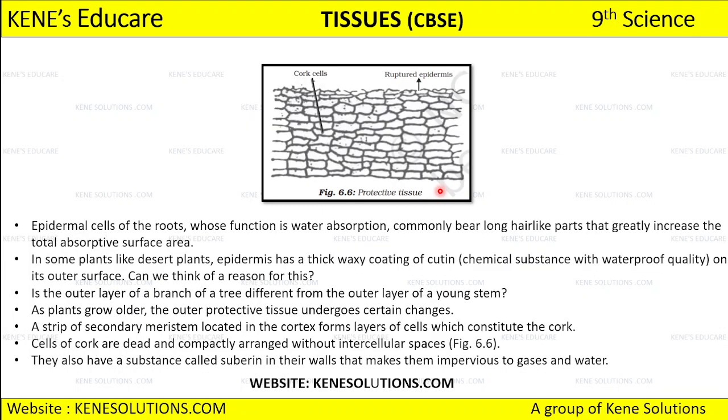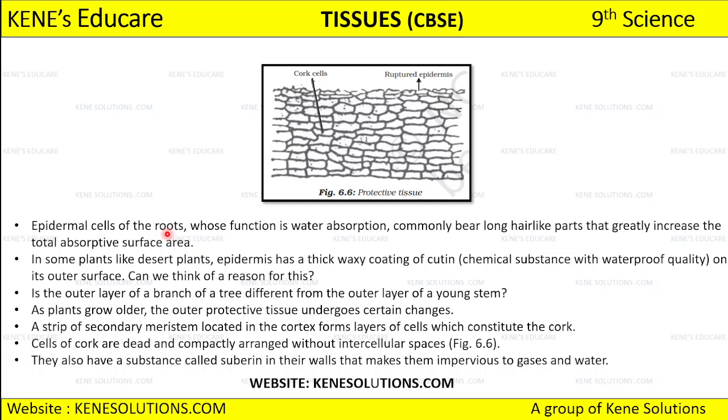Okay, after that, if you can see, this is the protective tissue which has cork cells, and you can see how congested these cells are, right? So what do we call this? You will say that they are compactly arranged cells. What kind of cells are these? They are compactly arranged without any intercellular spaces, right? So the epidermal cells of the roots that we have, what will be the function of the epidermal cells of roots? First of all, to absorb water, okay?